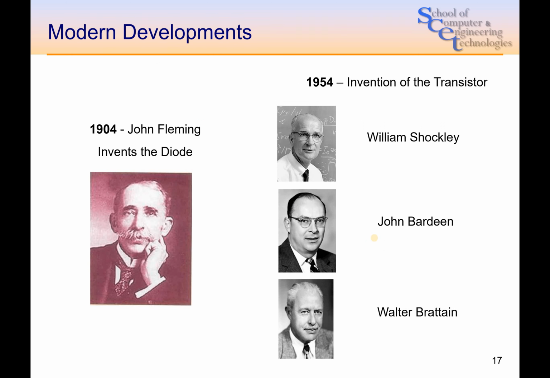Alright, so we're almost at the end of the lecture. I've sort of given you the big picture of all this. I want to go to real modern times. We got this guy named John Fleming who invented the diode. Diode, super important. You're going to learn about it in electronics in a lot of detail. We're going to use some of them in digital. Then we've got the transistor.